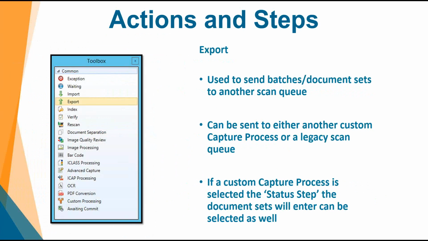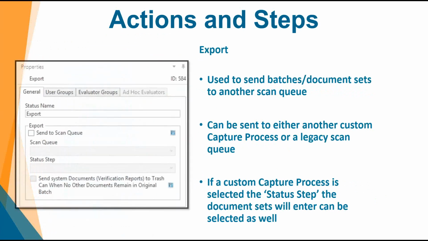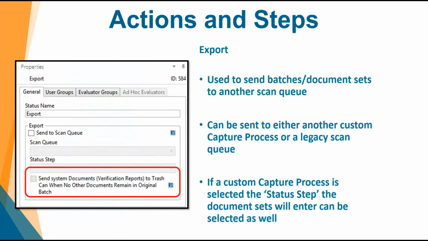The export step allows you to export documents to either another custom scan queue or legacy scan queue. And as you can see here, we have the option to export this into a specific status step of any custom scan queue. And the checkbox here is useful for when you're exporting, let's say, all of the documents of a batch are getting moved out, and then you have some verification reports that may be remaining. This will clean those up.